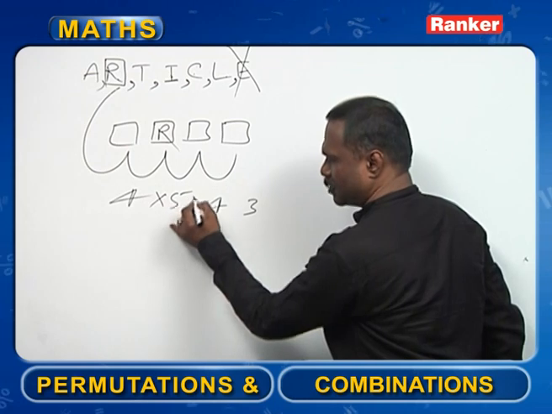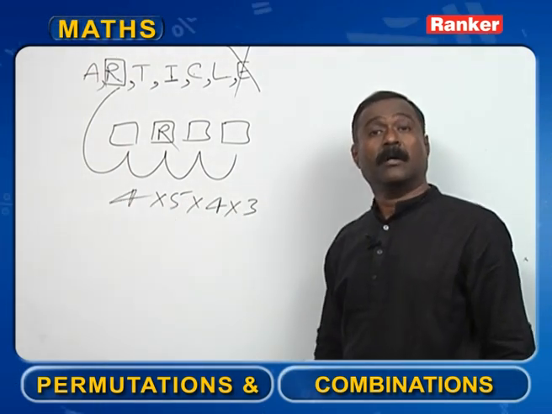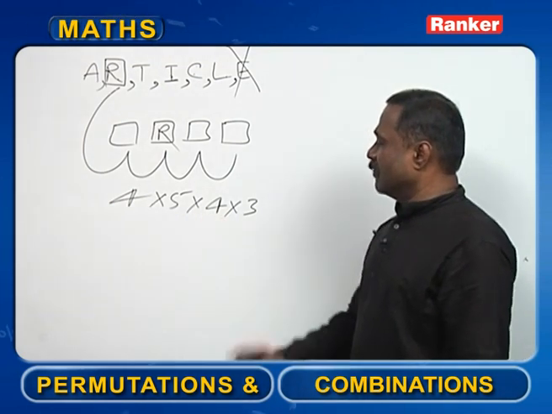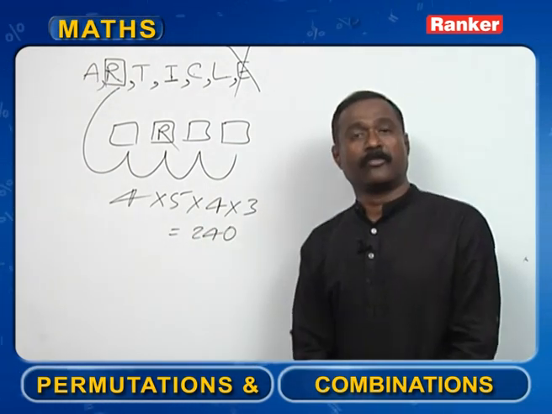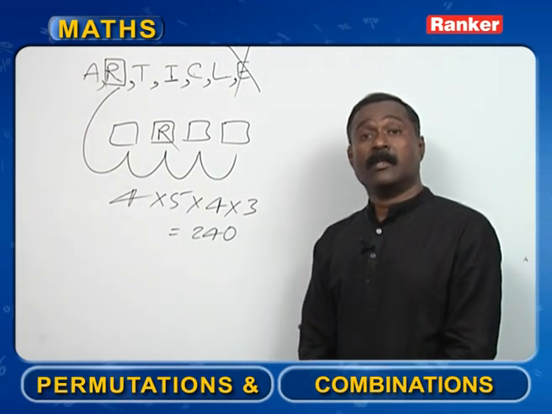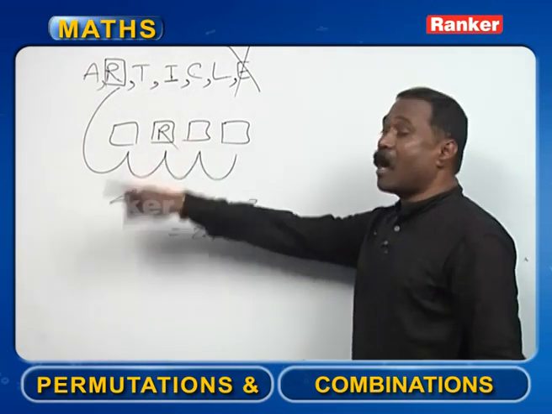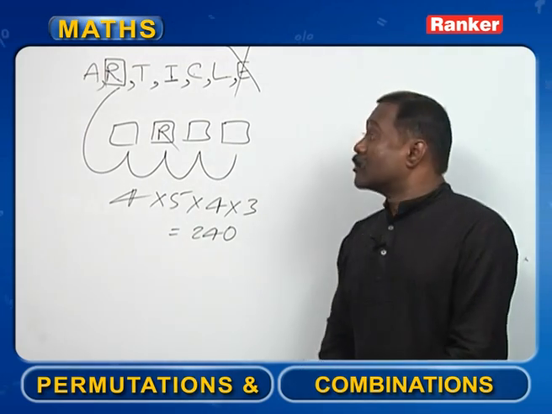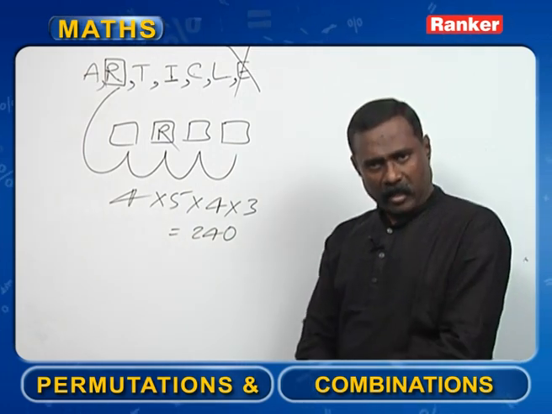First operation, second operation, third operation. All these operations, one after the other or simultaneously, can be performed in 4 into 5 into 4 into 3 different ways. It is 20 into 12, which is nothing but 240. 240 different ways we can have the 4 letter arrangements that contain R, not containing E. Understand that. So this type of questions also you can answer very easily.